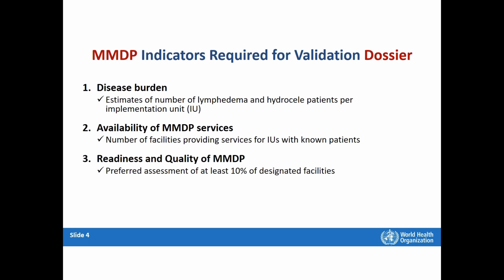Secondly, they would have to provide documentation of availability of MMDP services. So the number of facilities providing services for the IUs with known patients. And finally, a documentation of the readiness and quality of the care that's being provided. And this is in a preferred assessment of at least 10% of designated facilities. Next slide.